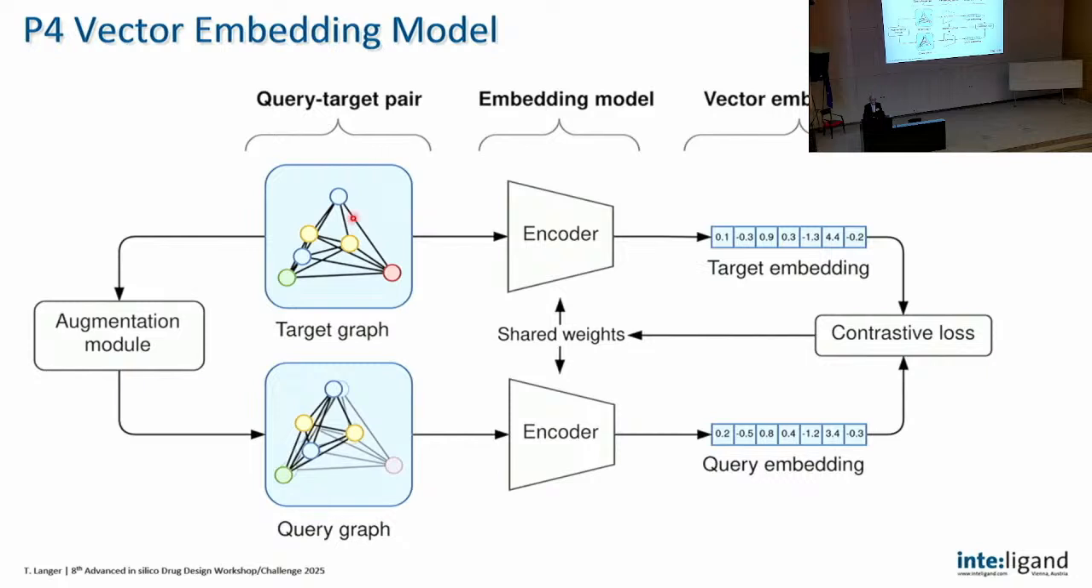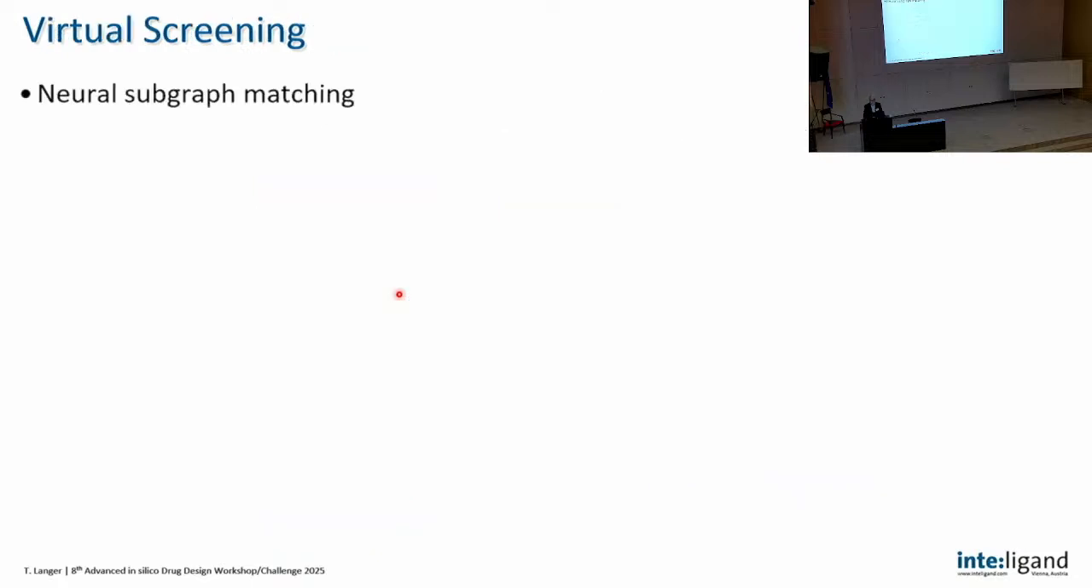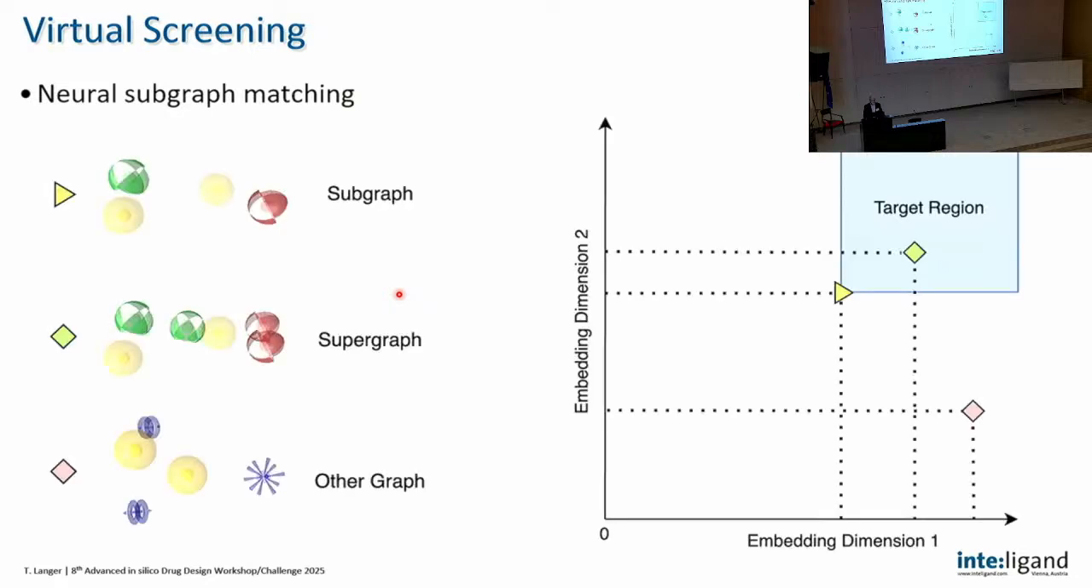And so what we do is we have this query target pair, the target graph and the query graph. We do the encoder again, embedding. We do the shared weights. We get the target embedding, the query embedding. We do the contrastive loss. And at the end, what we see here, for instance, in the pharmacophore, we have the subgraph, we have the supergraph here, and we have another graph that is laying somewhere else. So we know exactly which graphs need to be in this region.